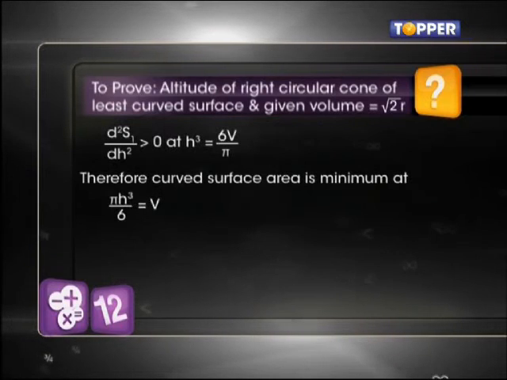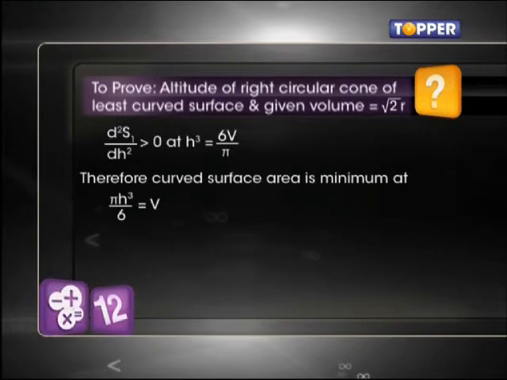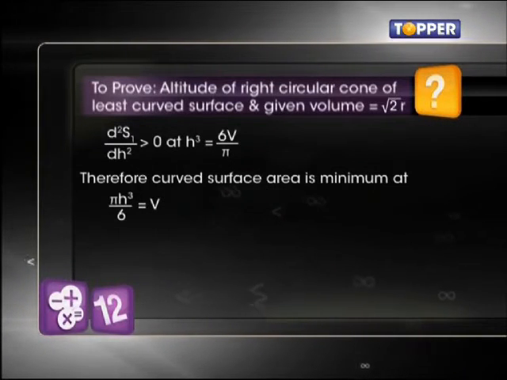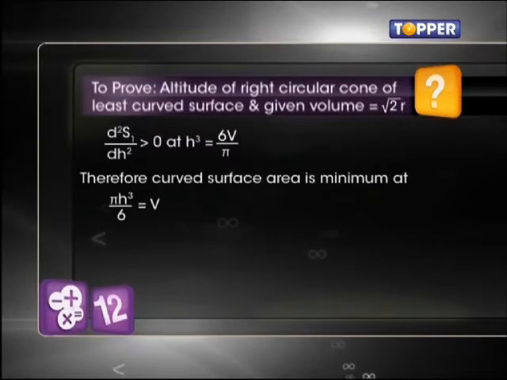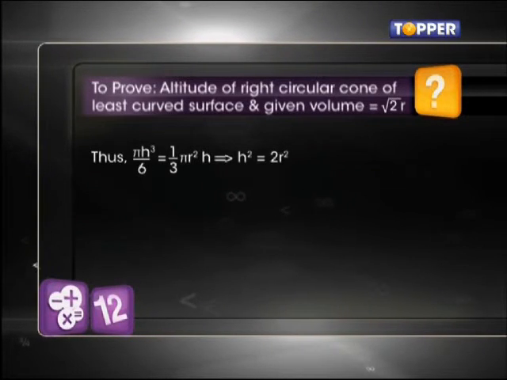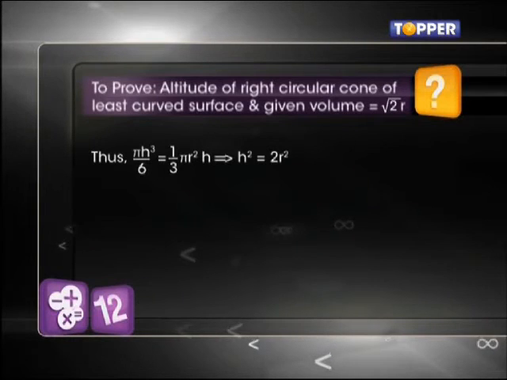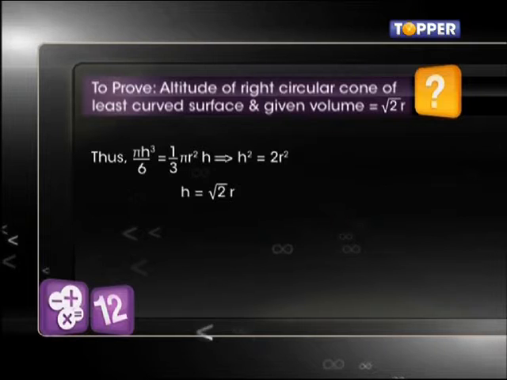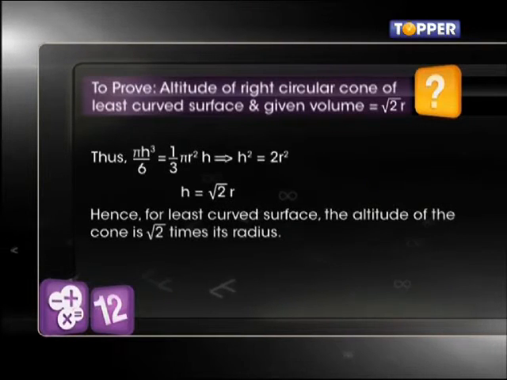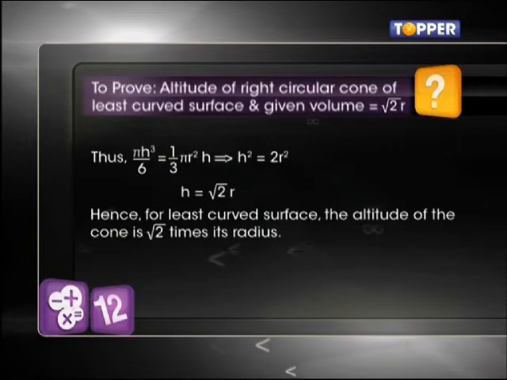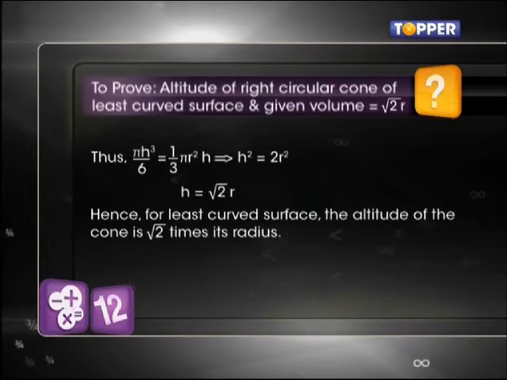The second derivative of S1 is greater than 0. It means that the curved surface area is minimum at h cube equal to 6V upon pi, or V equal to pi h cube upon 6. On putting the value of V, we get h square is equal to 2r square, implying that h is equal to root 2 into r. Therefore, we find that for the least curved surface, the altitude is square root 2 times the base radius.